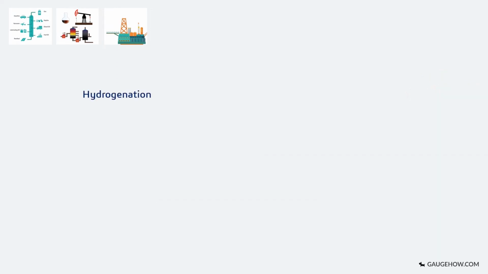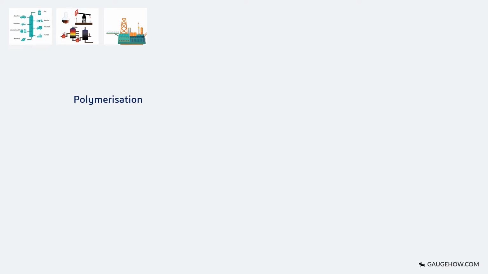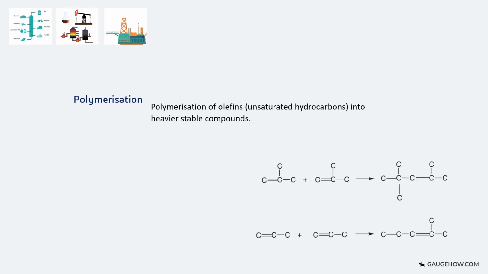Hydrogenation. This process converts unstable compounds into stable ones. This process includes the addition of hydrogen atoms to hydrocarbons under the condition of high temperature and pressure. Polymerization. This process involves polymerization of olefins into heavier stable compounds.